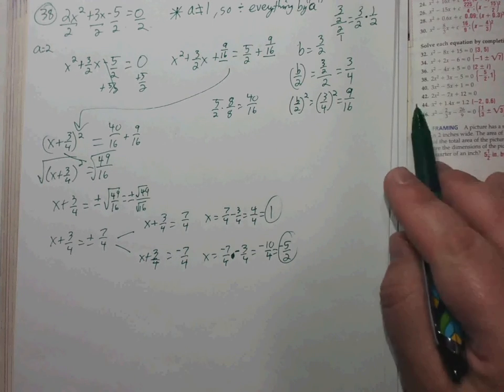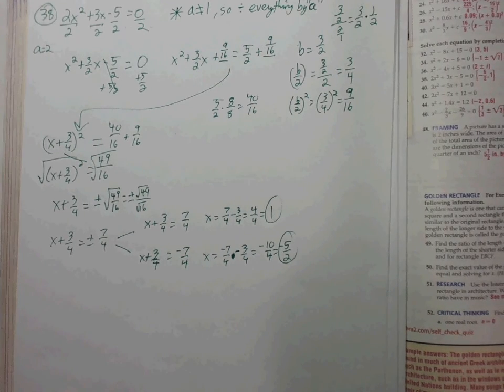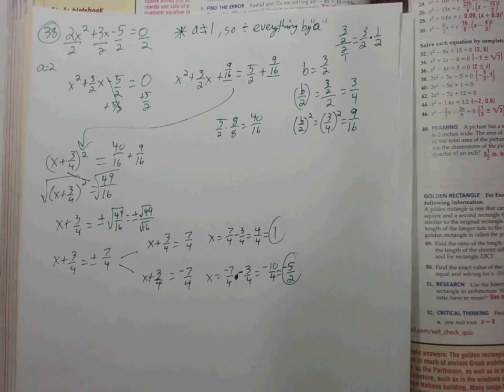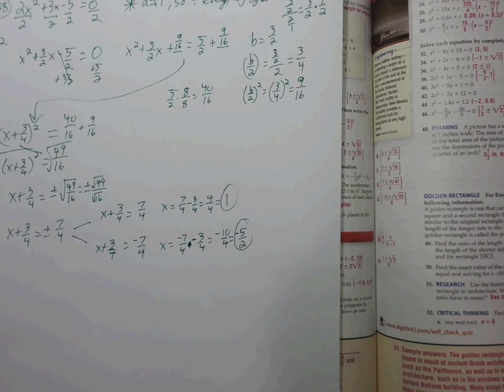So, except for maybe like 44 and 45, those have decimals in the answers, in the problems. But they still work out evenly. They don't have to round those. Okay, so that section, that's completing the square.